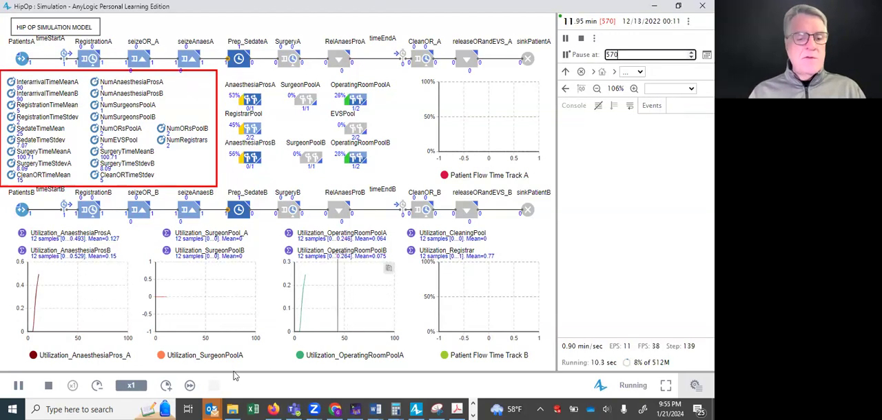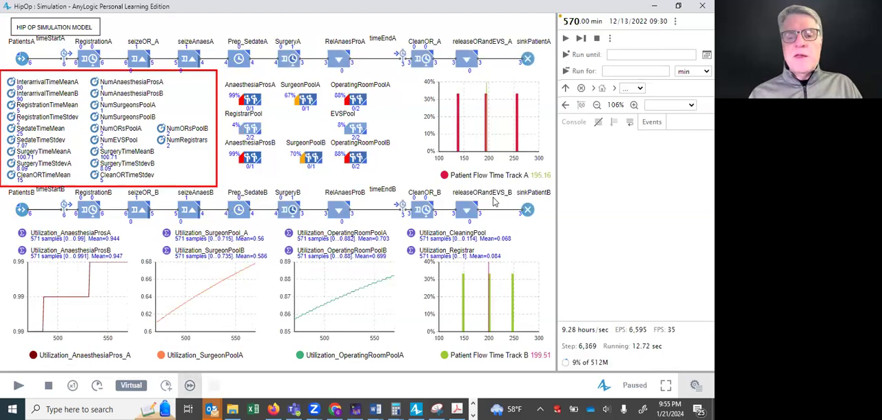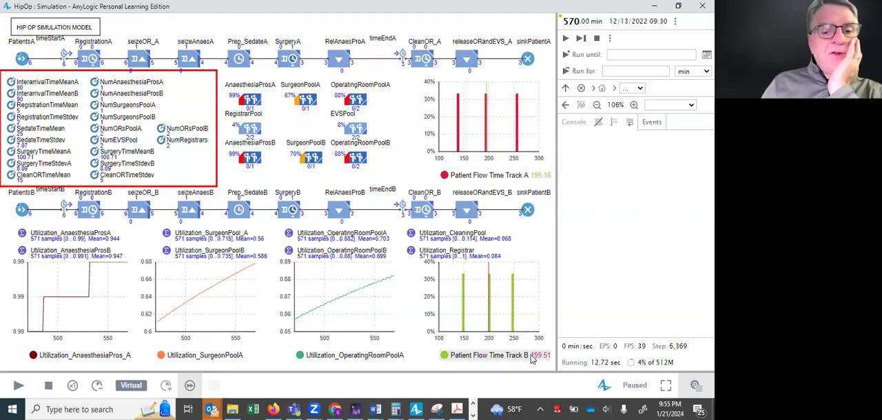Make sure it's in the red, run it. So I'm getting 3 surgeries with the current setup, and it's 195, 199. So really close to 200. So let's try 120.